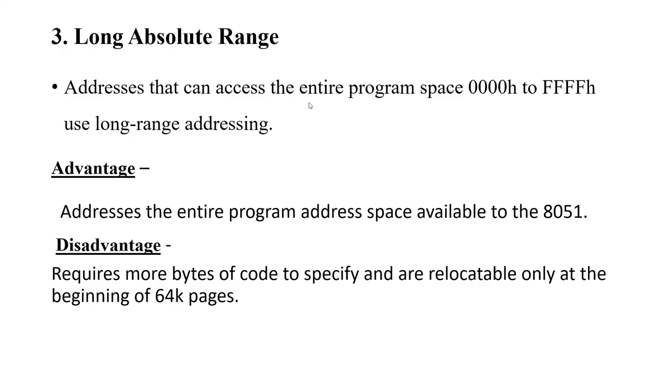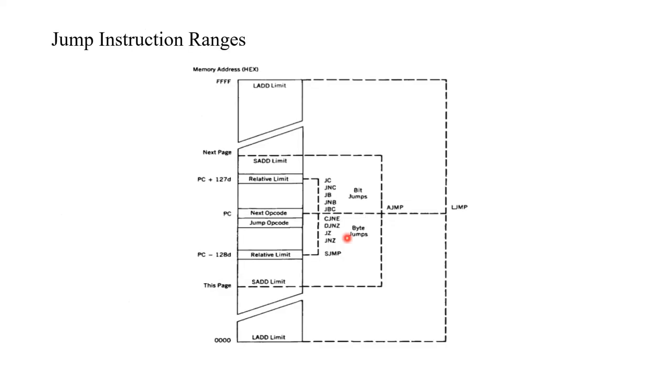Okay, this is about the different ranges the jump and call instructions can have. The first one is relative, the second one is a short absolute range, and the third one is a long absolute range. We studied what these ranges are and their advantages and disadvantages. Now you can see all the jump instruction ranges in this diagram. Here we have the relative range, this is the relative jump or relative call.